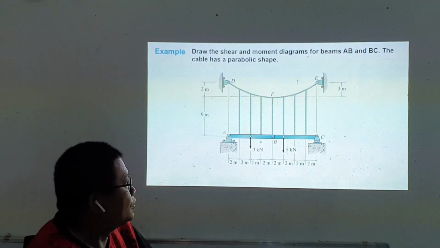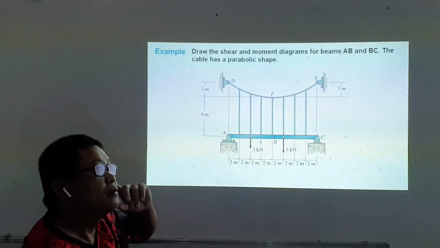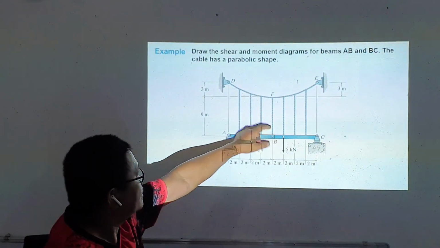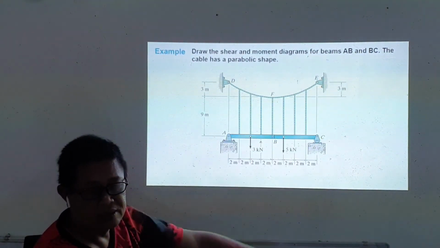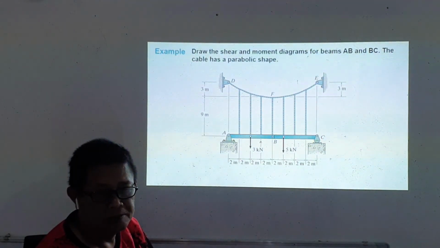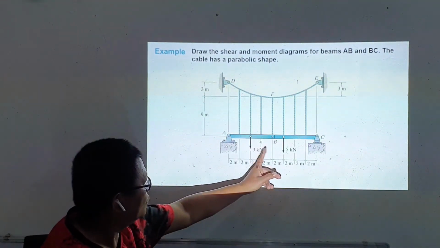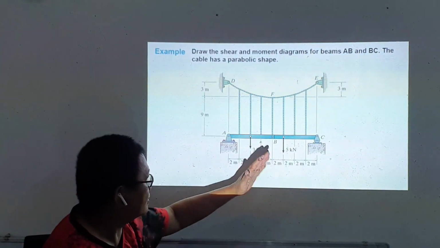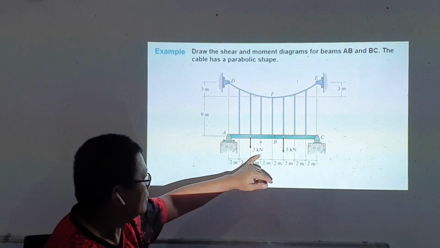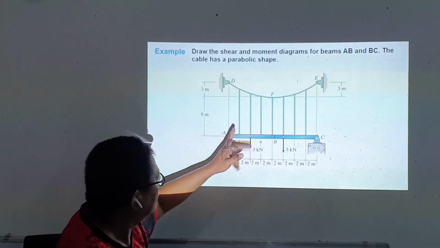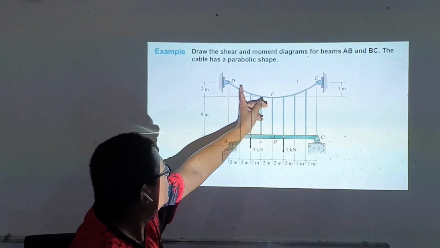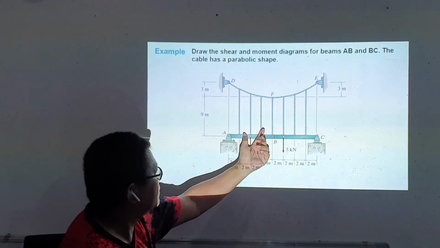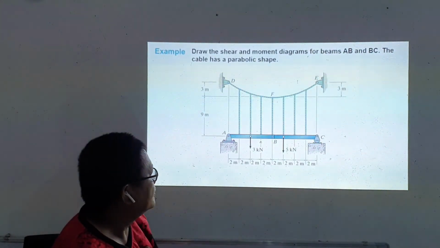We have here another example which represents a typical cable that carries a span, a single span or bridge, and this could be the wheel loads passing through the bridge. So this actually is a representation of the application of the loads, supported by the hangers to the main cable, and the spacing between hangers is also given as 2 meters.